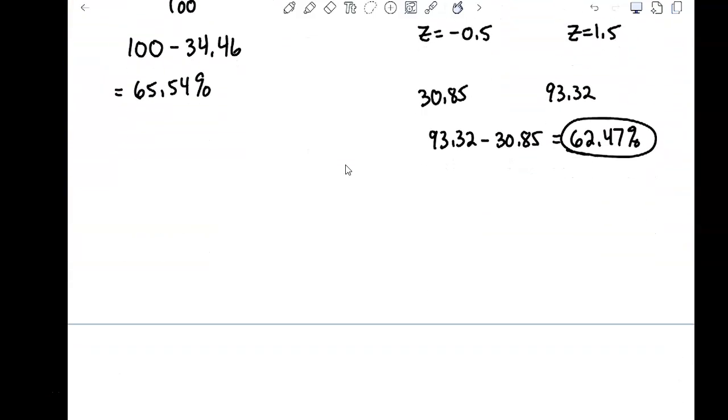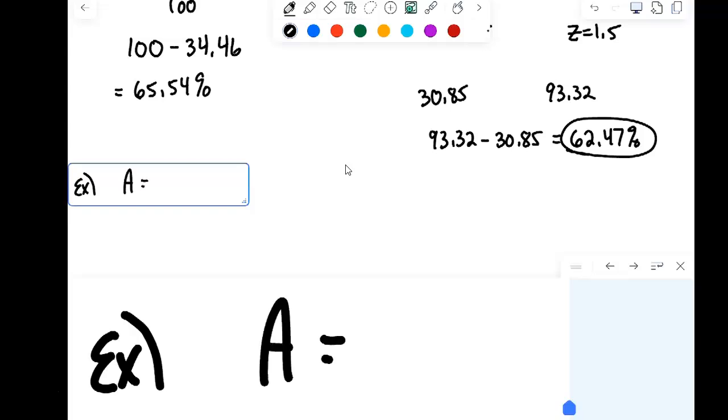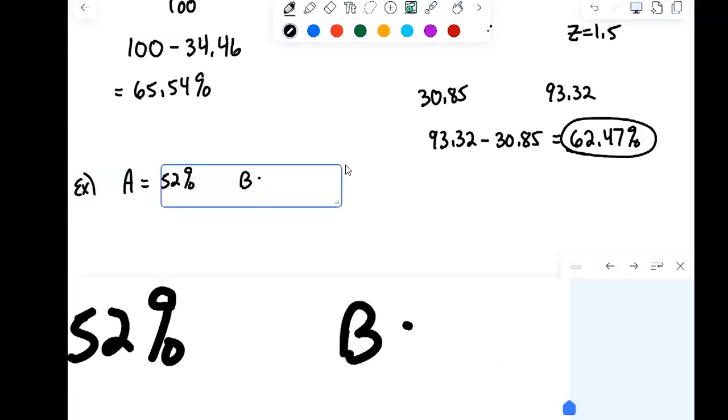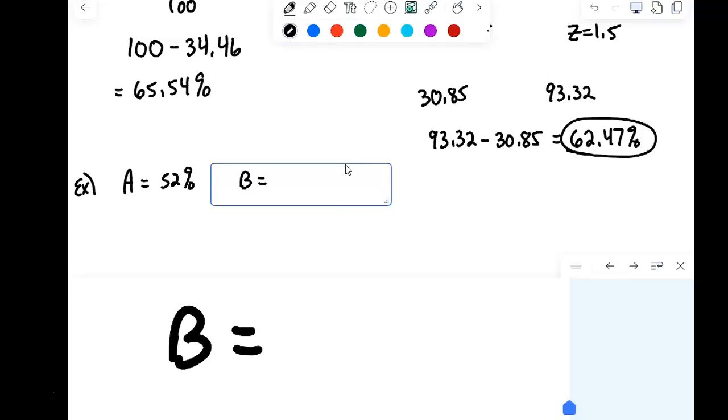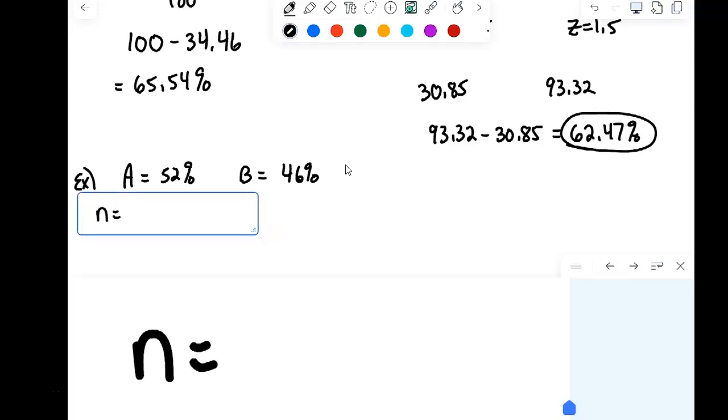All right. Final thing you're going to run into on your test is going to be percent or margin of error. So an example might be that you had a survey where candidate A got 52%, candidate B got, let's say, 46%. Maybe we say that we surveyed 500 people, and so we're asked to find the margin of error.